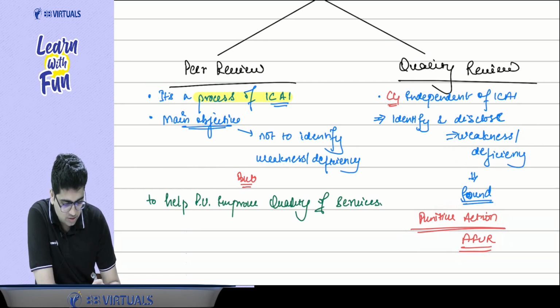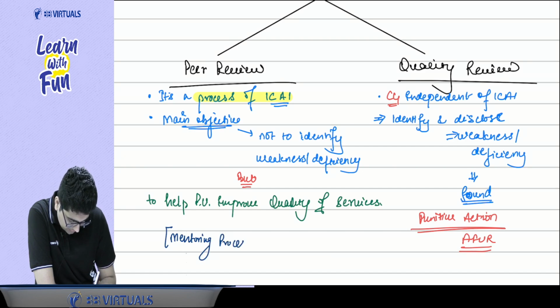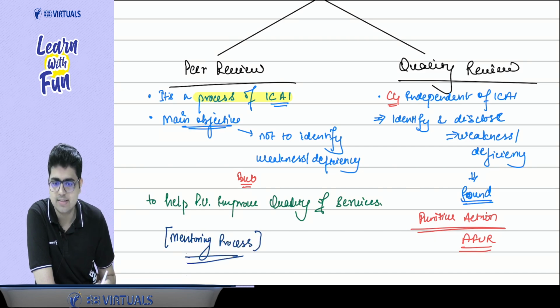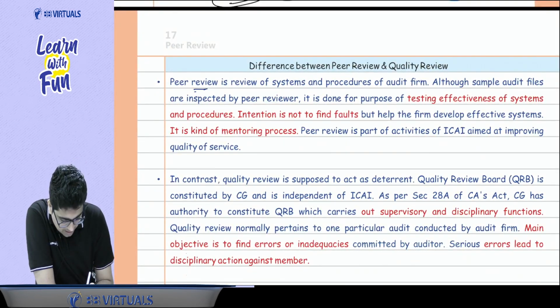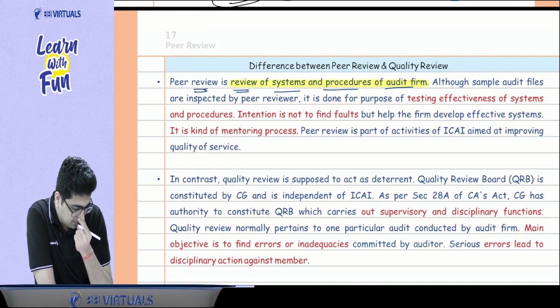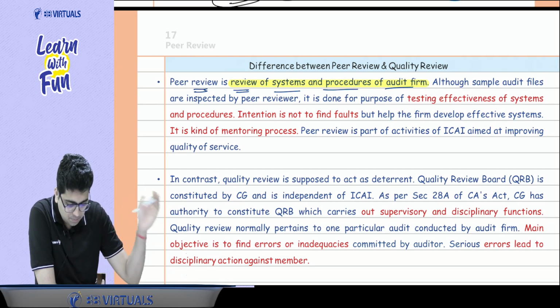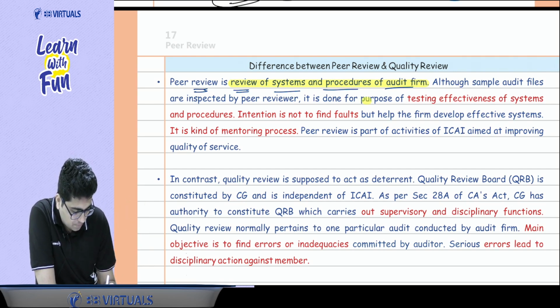So here you can also write one more point in case of peer review, that it is more of a mentoring process, right? Rather than a punitive process, it is a mentoring process, and these are the points which are given here. Please read with me. Peer review is the review of the systems and procedures of the audit firm. This is the basic definition we studied in the beginning of the class. Although sample files are inspected, it is done for the purpose of testing the effectiveness of systems and procedure.